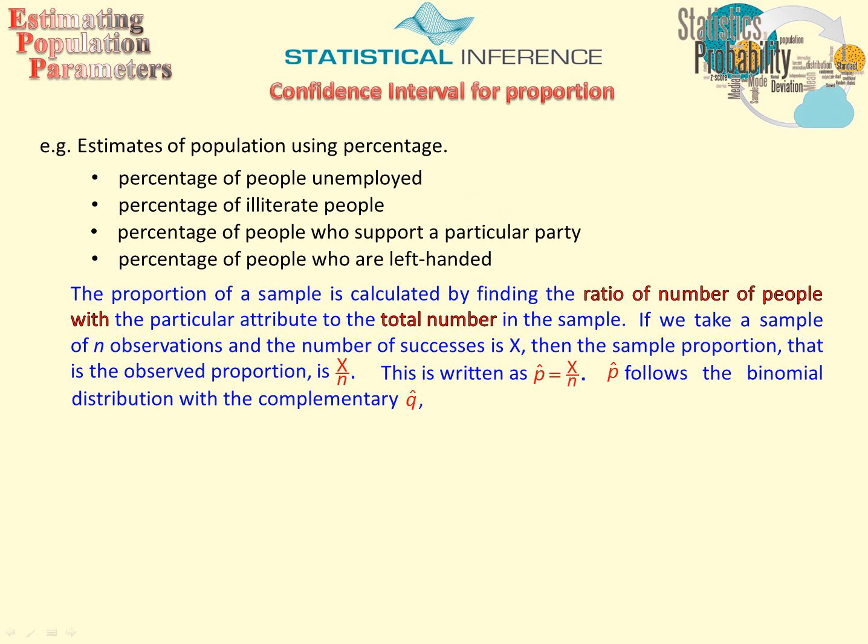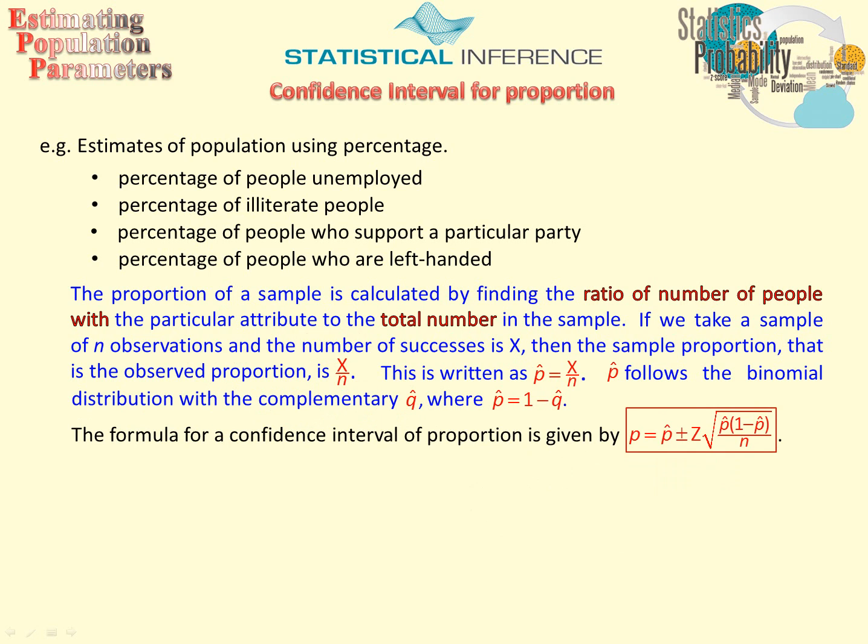And it's binomial because it's success or failure. And the complement is q hat. And how do we find q hat? Q hat is the difference between p and 1. P is 1 minus q hat, or p hat is 1 minus q hat, or vice versa.